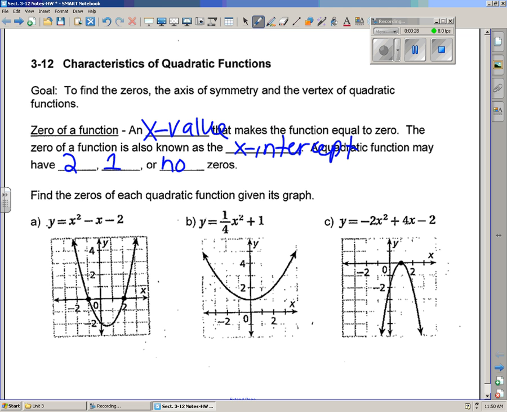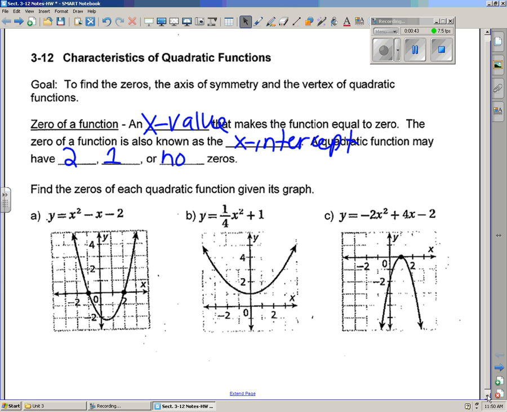Okay, and the zeros actually tend to be, when we were to solve quadratic equations, set the equation equal to 0, factor and solve, and we got those x values, those are the zeros. And now you'll see what they look like when they're on a graph. So there are 3 examples of the way you can find zeros from a graph.